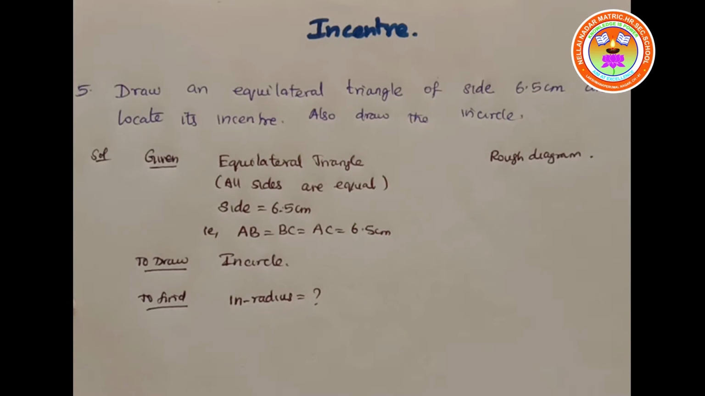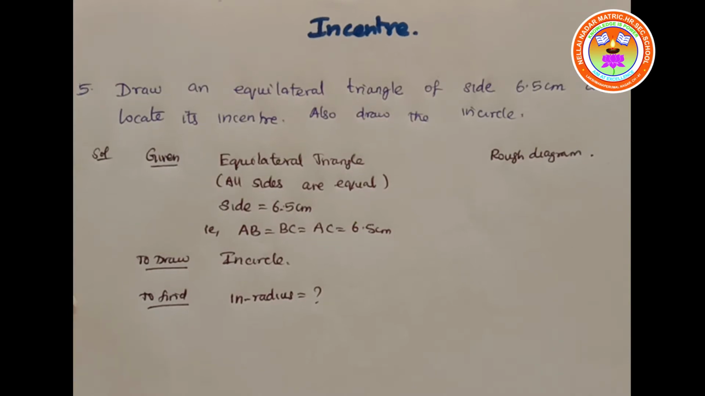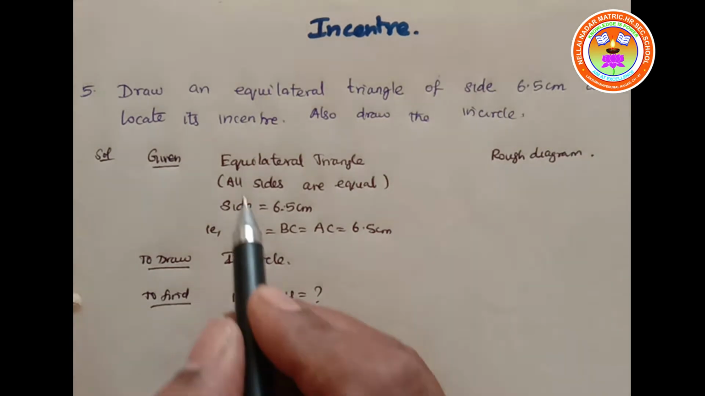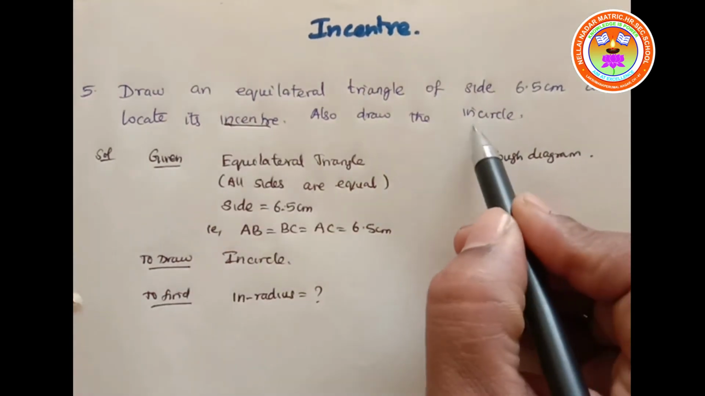You are going to see 9th Maths Geometry, continuation of exercise 4.6, question number 5. Incenter. You are going to learn incenter, children. Fifth question: Draw an equilateral triangle of side 6.5 centimeter and locate its incenter, and also draw the incircle. Is it clear, children? Right.